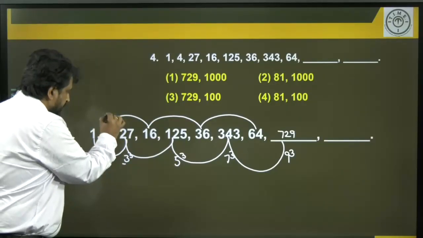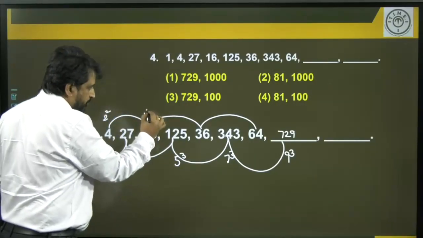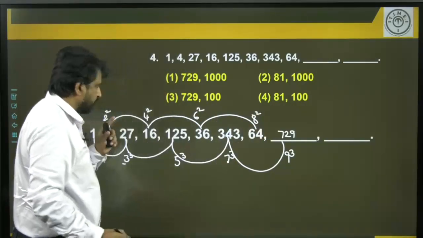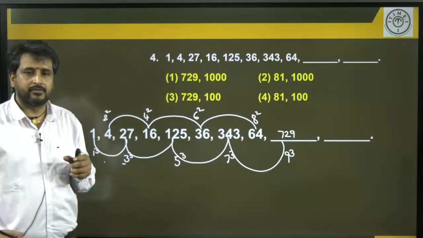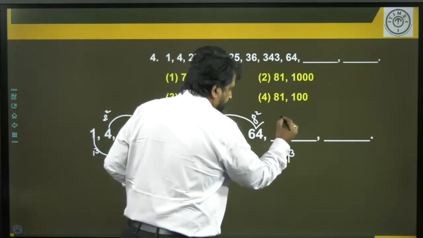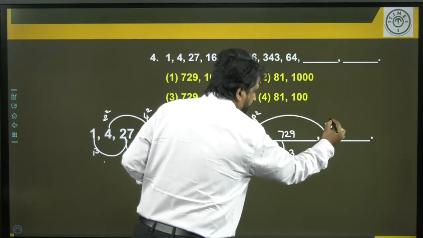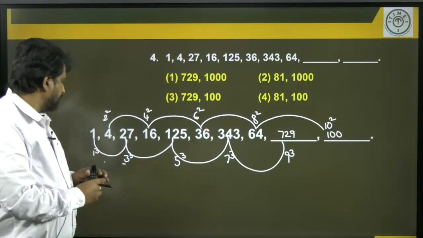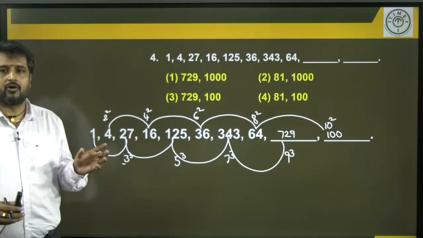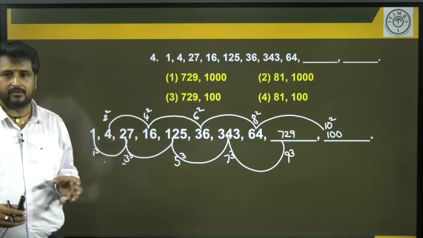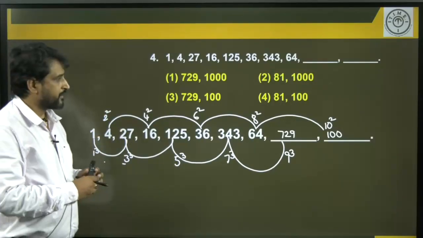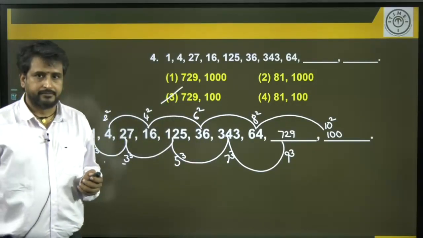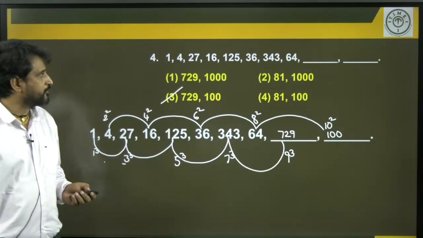4 is 2 square, 16 is 4 square, 36 is 6 square, 64 is 8 square. 2, 4, 6, 8 are consecutive even numbers. After 8 the even number is 10. And what is the logic applied? Square. So 10 square, which is 100. So 729 comma 100. Alternately perfect cubes are given which are of odd numbers and alternately perfect squares are given which are of even numbers. 729, 100. Choice 3. Okay. Now let's move to the next question.